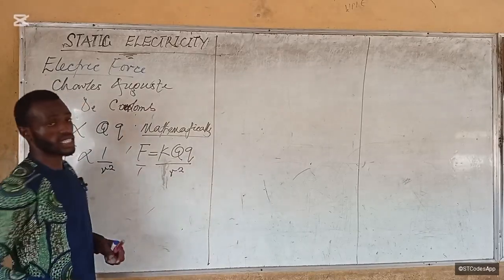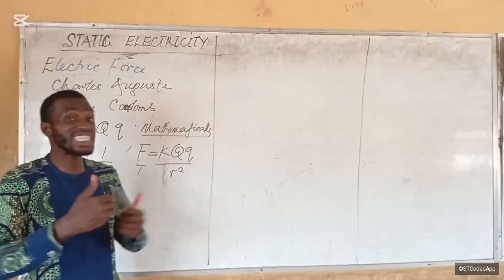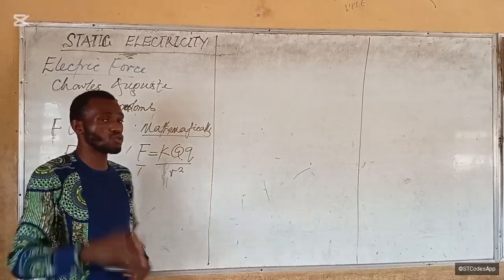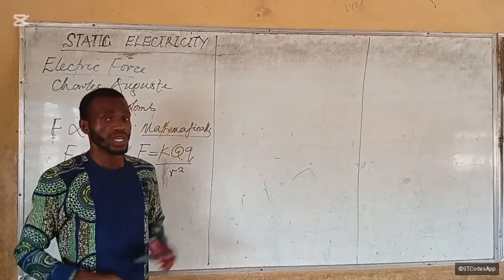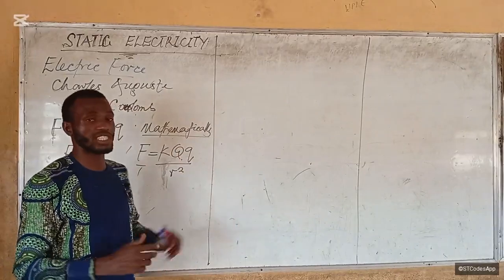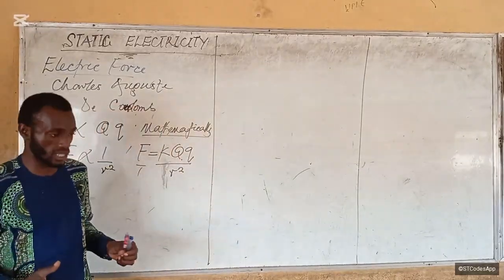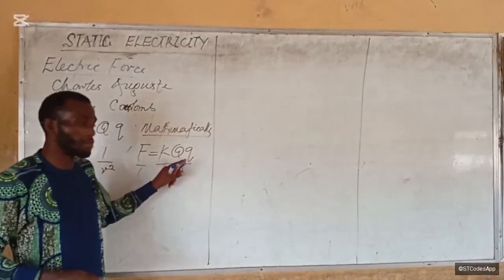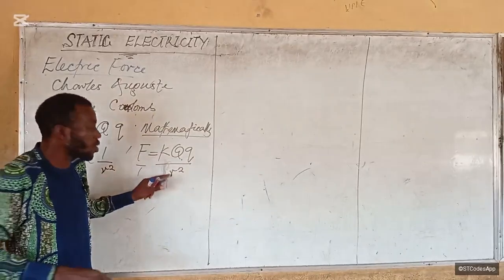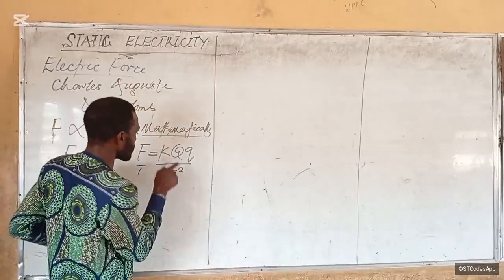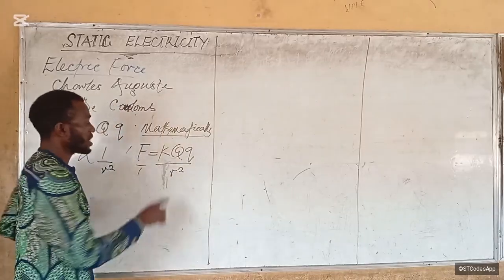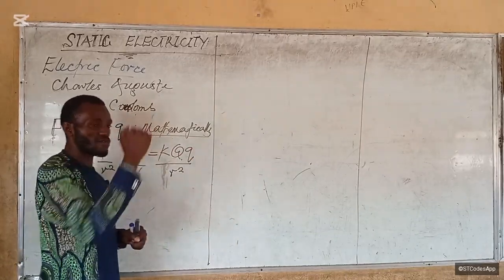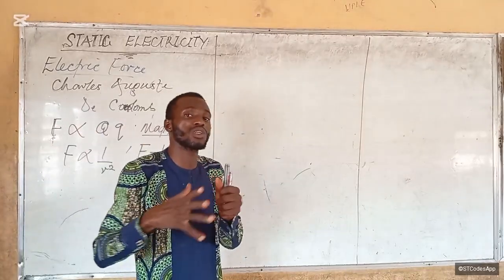Also, the r stands for the distance between them. Q1 and Q2 are the two charges, or q q. I'm putting them as q q here because they might be different charges. Now, the force of attraction or repulsion between them is inversely proportional to the square of the distance between them. Here, the larger the distance between them, the less the force of attraction or repulsion they will feel.